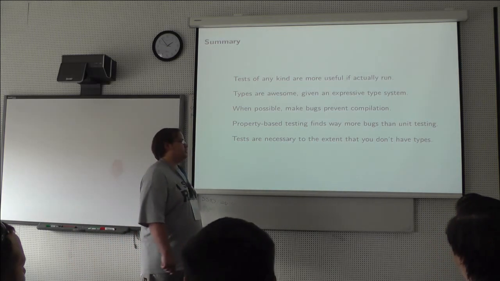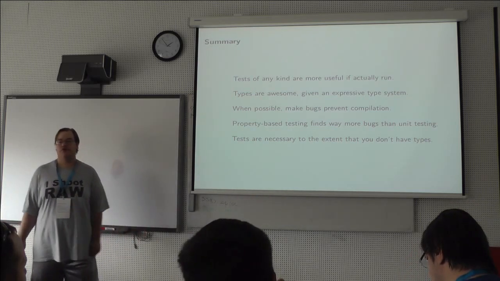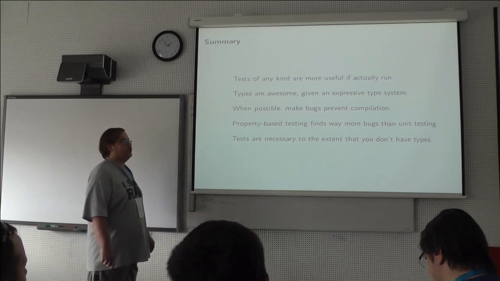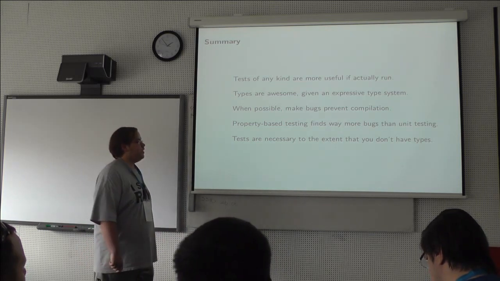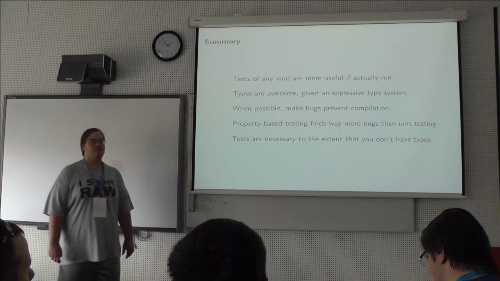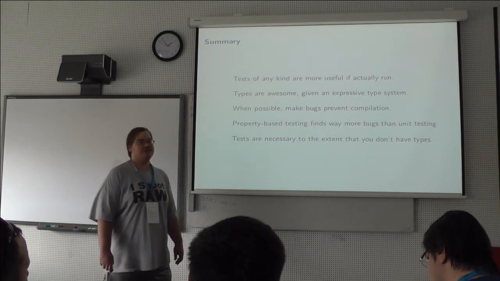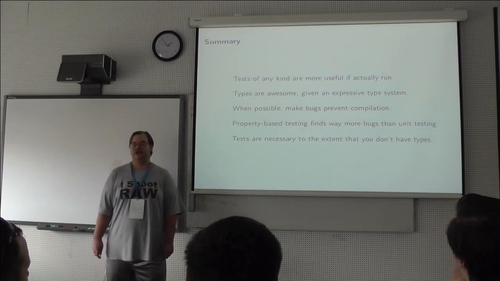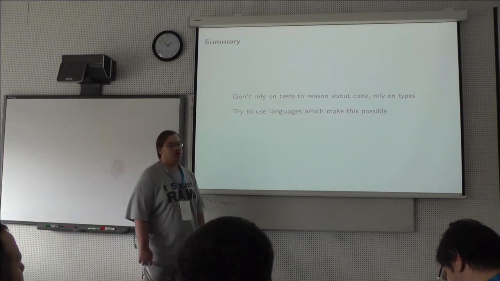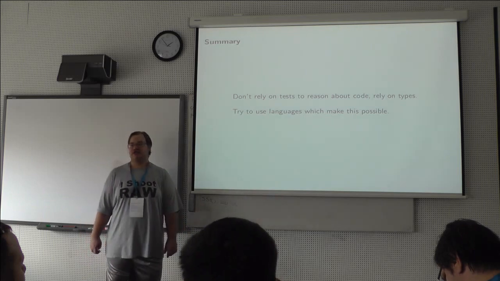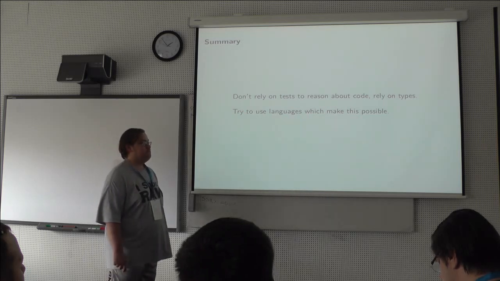Property-based testing finds way more bugs than unit testing because we don't have to come up with the input ourselves. We can rely on the computer. The computer is good at coming up with random inputs for us. It's good at coming up with edge cases to test. So let it do that for us. And tests of some kind, property testing preferably, but tests of some kind are necessary to the extent that you don't have a type system that lets you prove useful things about your code. So don't rely on tests to reason about code. When you can, rely on types, because again, it prevents compilation. The code won't compile if it's wrong. And try to use languages that make this possible to do.